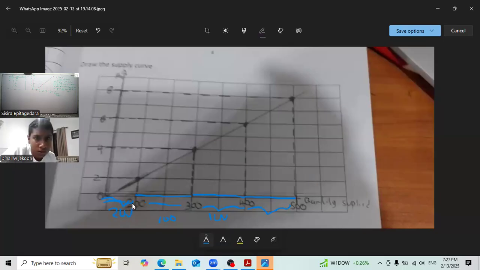So I think the best option is to take 100 by 100, right? If you take 100 here, then 200 after one square, 300 after another square, 400 after another square. Is that clear? Okay. Draw the diagram correctly. Another thing is there should be a capital S to show the supply curve. Otherwise, it makes no sense.